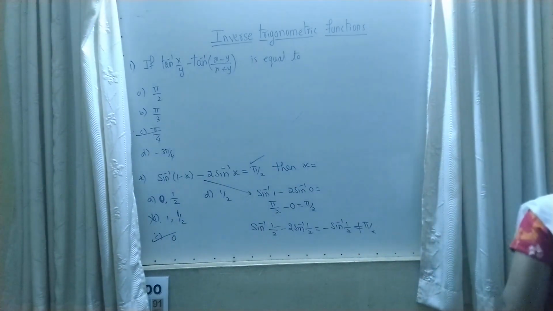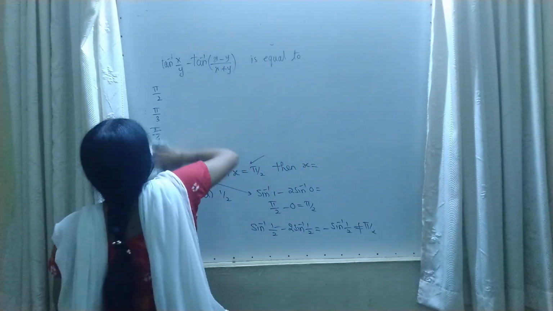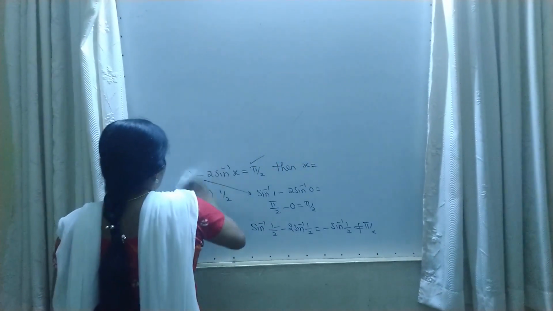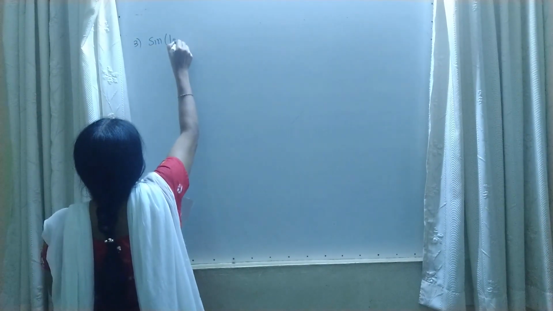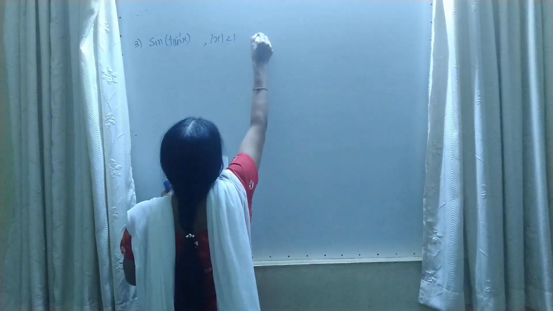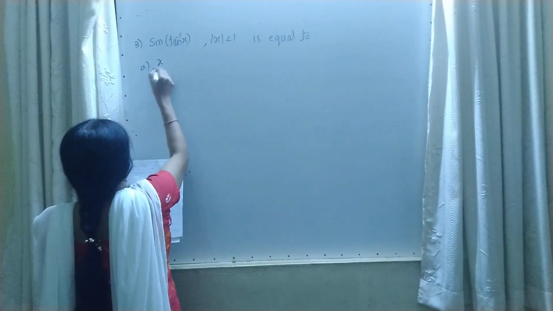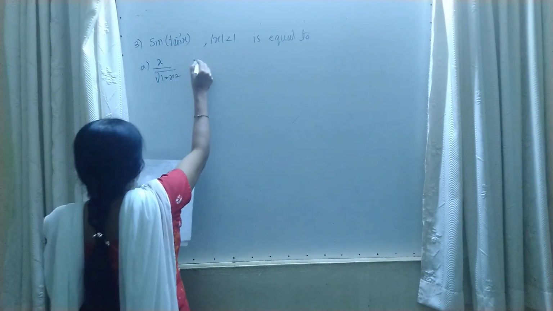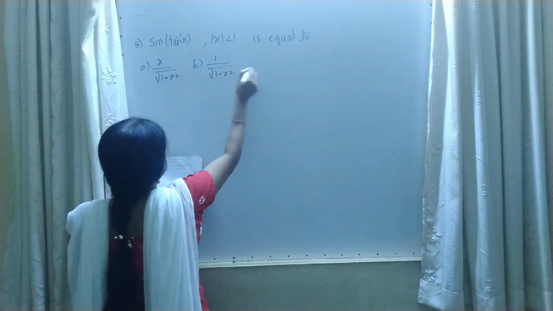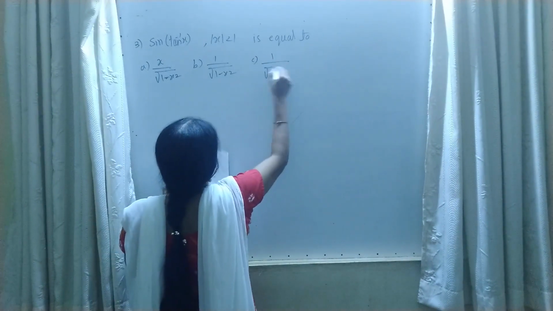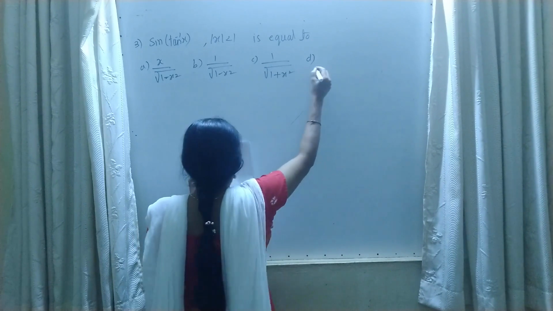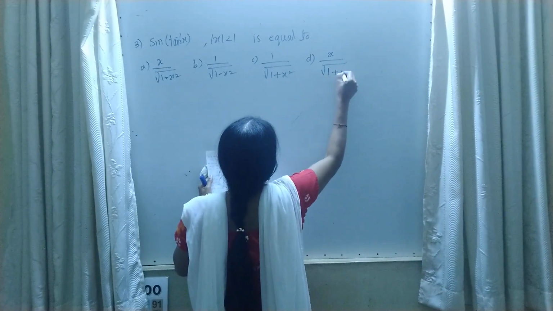Now we are moving to the third one. Sin of tan inverse x is equal to: first option x upon root of 1 minus x square, 1 upon root of 1 minus x square, 1 upon root of 1 plus x square, x upon root of 1 plus x square.